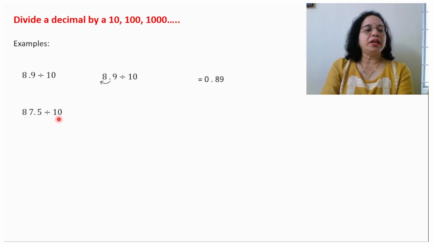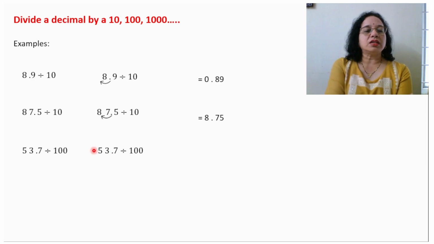875 divided by 10. So 10 is there. So this one decimal place we will shift to the left hand side and your answer will be 8.75. Now 53.7 divided by 100, and now two zeros are there. So we will shift two places to the left hand side. So the answer will be 0.537.